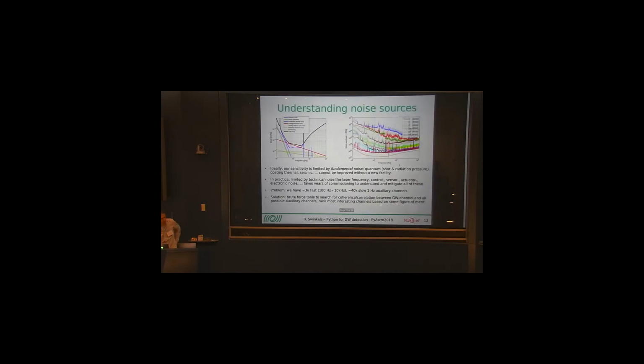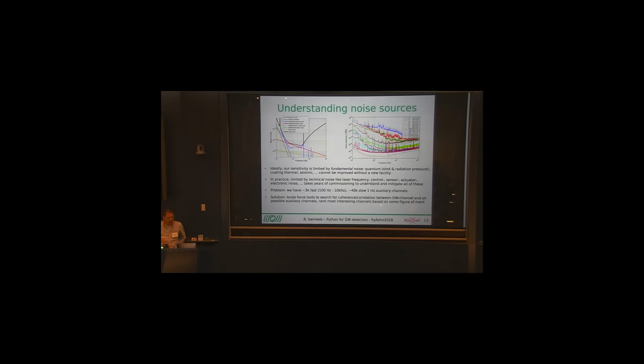So the type of work we typically try to do in the commissioning work is trying to understand the noise of our interferometer. So typically we make this kind of plots. This is the amplitude spectral density of the strain sensitivity, and the scale on the y-axis is 10 to the minus 23. So this is how it looks in the ideal case when you're only limited by shot noise, quantum noise, seismic noise, and so on. Unfortunately, in reality, it typically looks more like this. So you have all kinds of experimental artifacts, noisy machines, and it takes many years of commissioning to understand all of these and mitigate all these issues.